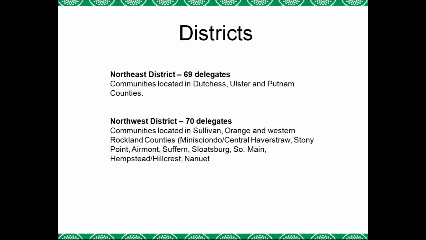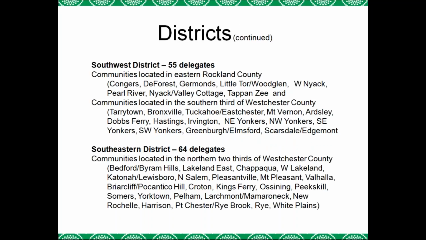We have 4 districts here at Girl Scouts Heart of the Hudson, and they are geographic subdivisions comprised of multiple service units. Their purpose is to build relationships and communications with membership within your surrounding areas. Northeast District is comprised of 69 delegates. Northwest District has 70 delegates. The Southwest District has 55 delegates and Southeastern District has 64. You should see your service unit listed in one of these districts.